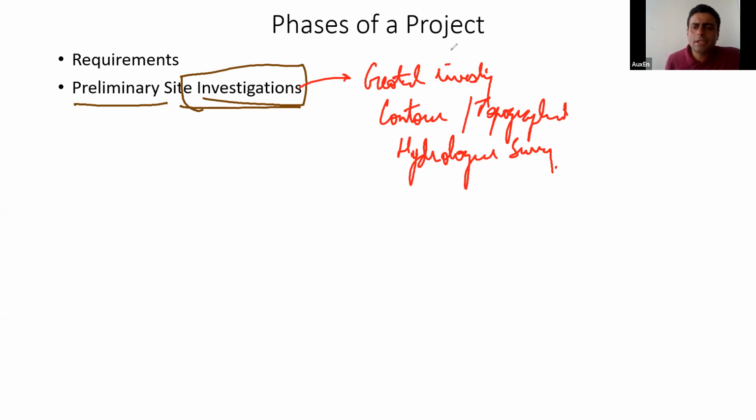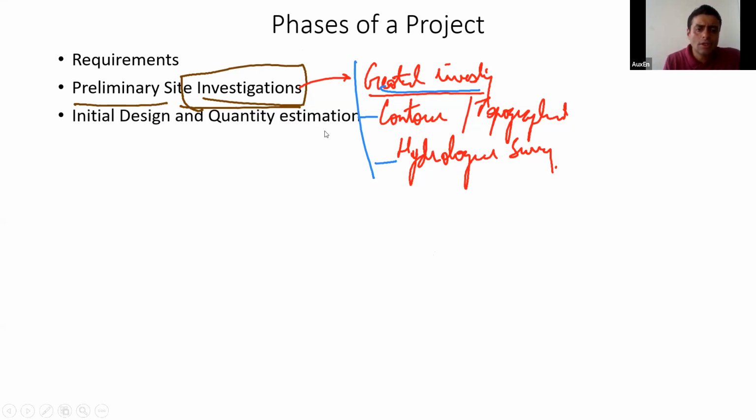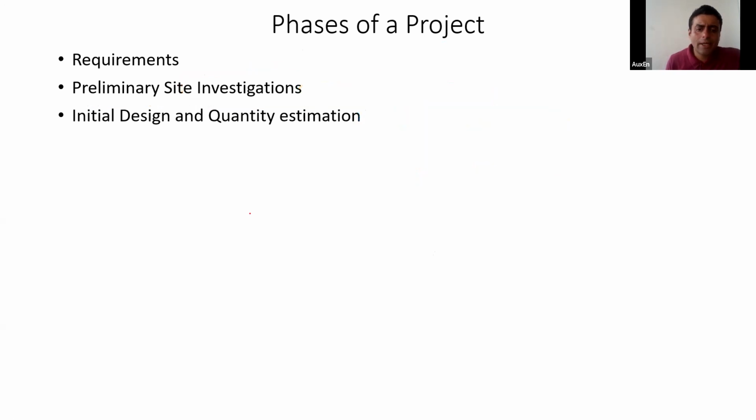For a small project like the residential bungalow that we are doing, a geotechnical investigation may be sufficient enough. You may not be required to do other investigations. But for big projects, all these preliminary site investigations are necessary and important. So on the basis of these investigations, you can do an initial design, initial planning. Okay. And you can estimate. So here I am using the word estimate. You can estimate some preliminary quantity requirements.